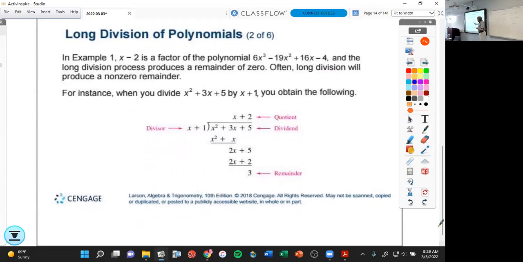So if I take x squared plus 3x plus 5 and divide it by x plus 1, I get x plus 2 with a remainder of 3. All right, let's back up a little bit.